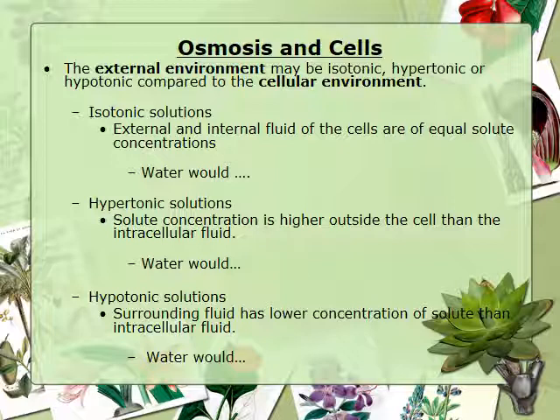If the cellular environment has a higher concentration of solutes than the extracellular environment, then the cell is said to be placed in a hypotonic solution, and movement of water would occur from the extracellular environment, where there is low concentration of solute, into the high solute concentration area inside the cell to balance the concentrations of the solute. This will cause the cell to swell and potentially it might burst.